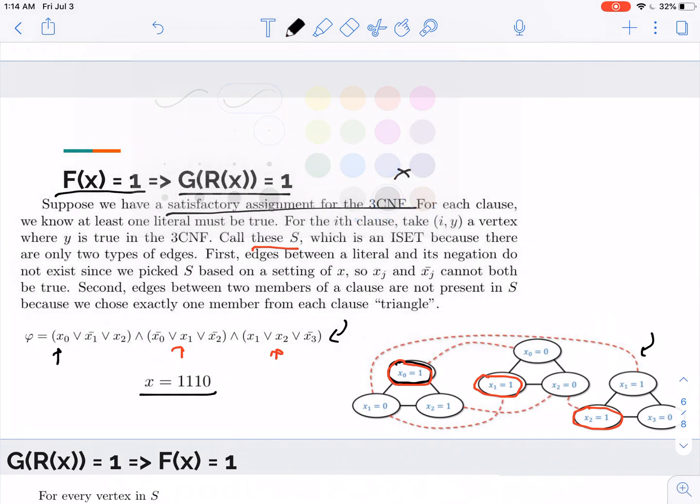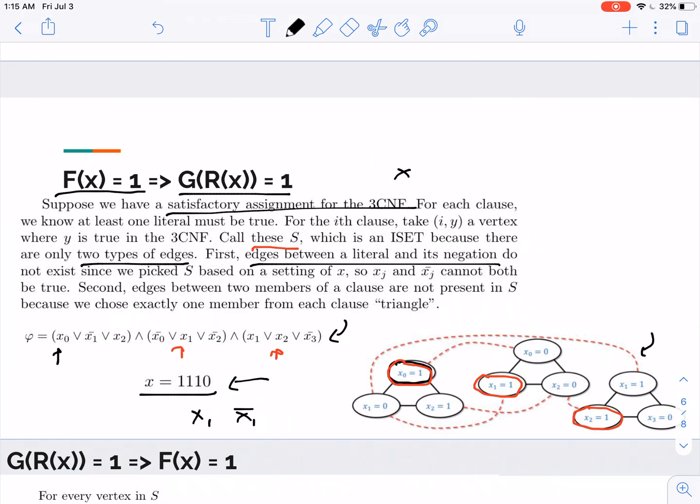Well, we have to check that there are no edges between these things. There are only two types of edges because of how we constructed this graph. First, there are the edges between a literal and its negation, for example these in red here, between x1 equals 1 and x1 equals 0. We know that these cannot be in our independent set because we picked the vertices in S based on some assignment. There's no way that some x could lead to both x1 and x1 bar being true, because x1 is either 0 or 1 in this assignment. So it's not possible for those edges to be in the independent set.